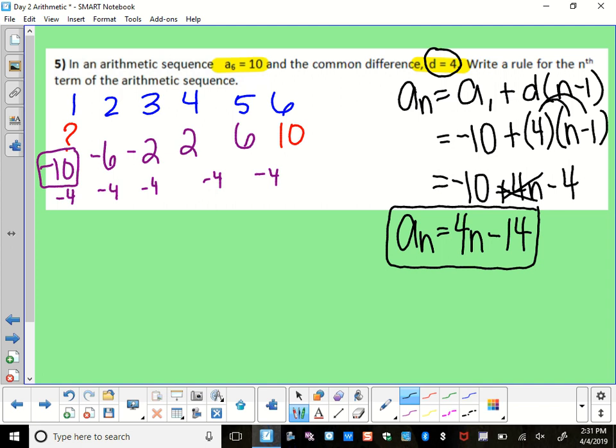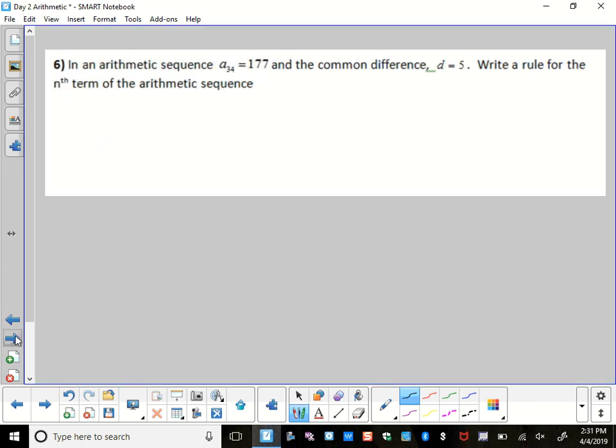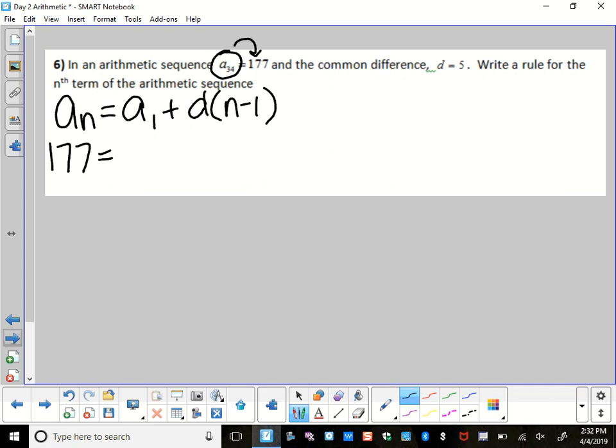Alright. I want you guys to try this one, but once again, it's too hard. It will take too long to go from my 34th term down to my first. I'll get you started. Which term did they already give me? The 34th, which is what answer? So 177 equals, I don't know my first term. What's my difference? 5.